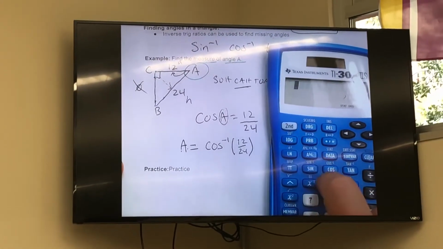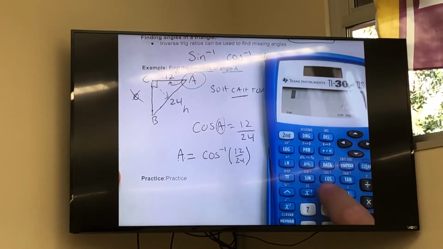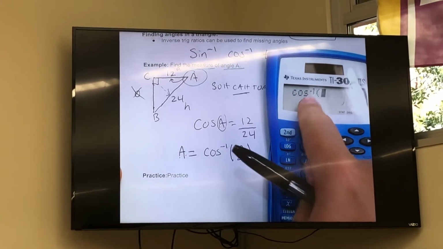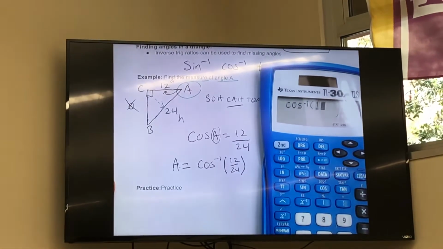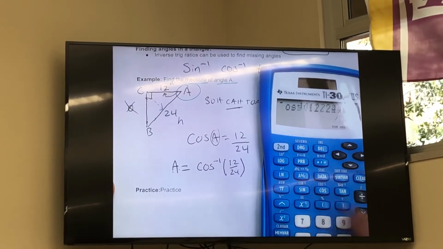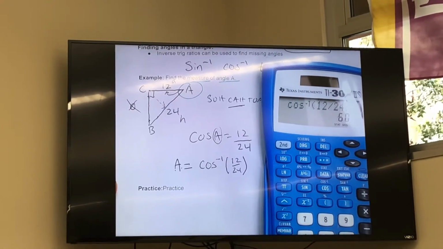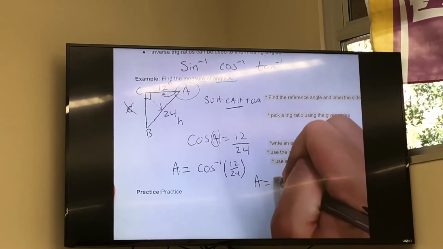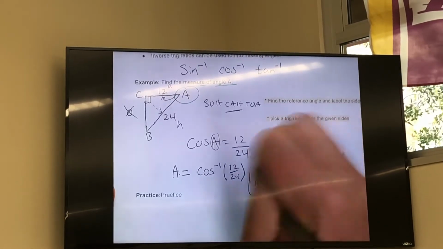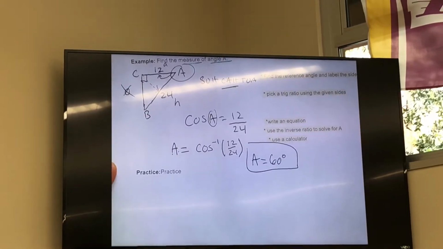On this calculator, we're going to hit second. Whatever calculator you're using, you've got to be seeing that on your calculator. Then we're going to hit 12 divided by 24, which is a 60-degree angle. Okay, so then A equals 60 degrees. Miss May, anything to add?